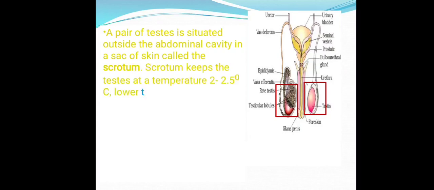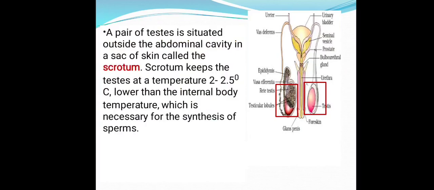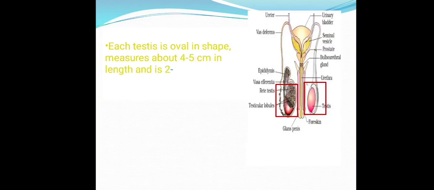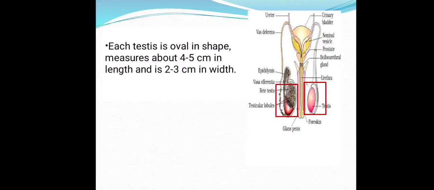The male reproductive system consists of a pair of testes, which is situated outside the abdominal cavity in a sac of skin called the scrotum. This scrotum keeps the testes at a temperature 2 to 2.5 degrees Celsius lower than the internal body temperature, which is necessary for the synthesis of sperms. Each testis is oval in shape and measures about 4 to 5 centimeters in length and 2 to 3 centimeters in width.